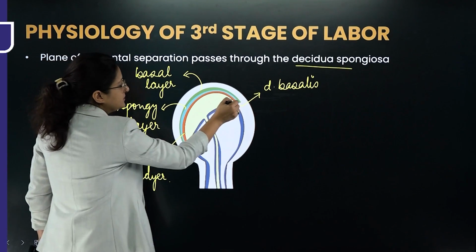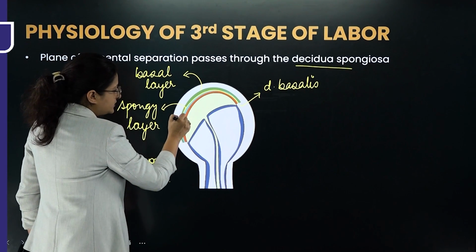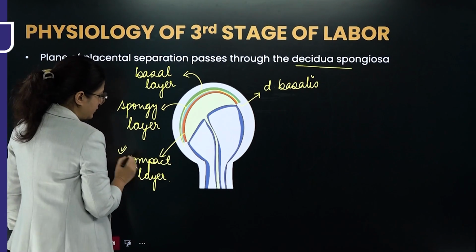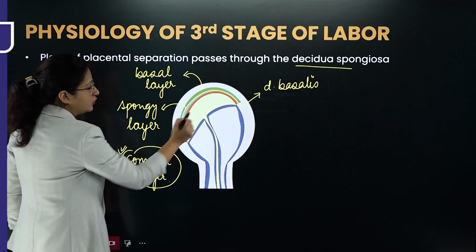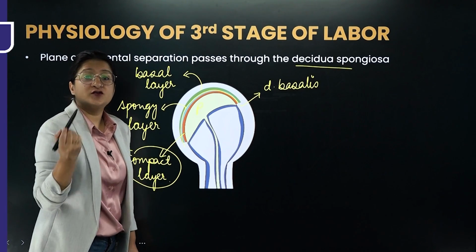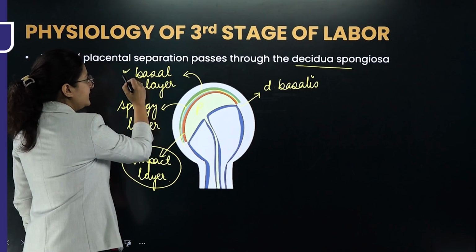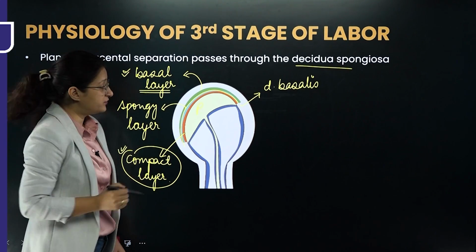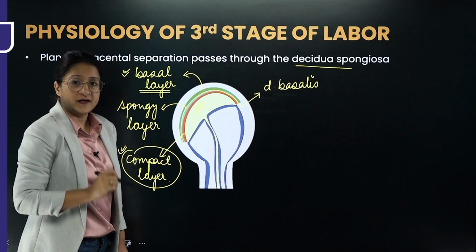Right? So as the plane of separation passes through the spongy layer, you can understand here that the compact layer is shed off, part of the decidua is shed off along with the placenta right here. Okay, that's why human placenta is a deciduate type of placenta, and the basal layer remains behind. Remember, from which the regeneration of endometrium later on in puerperium is going to take place.